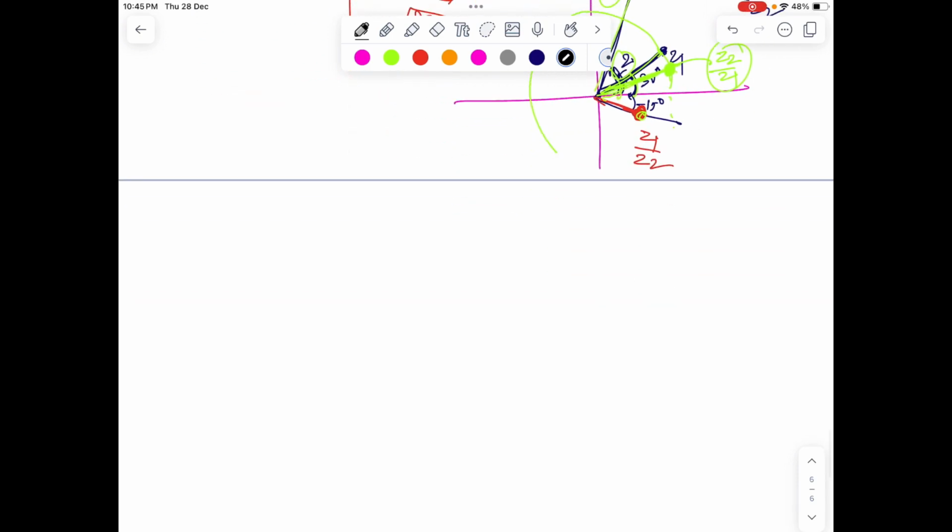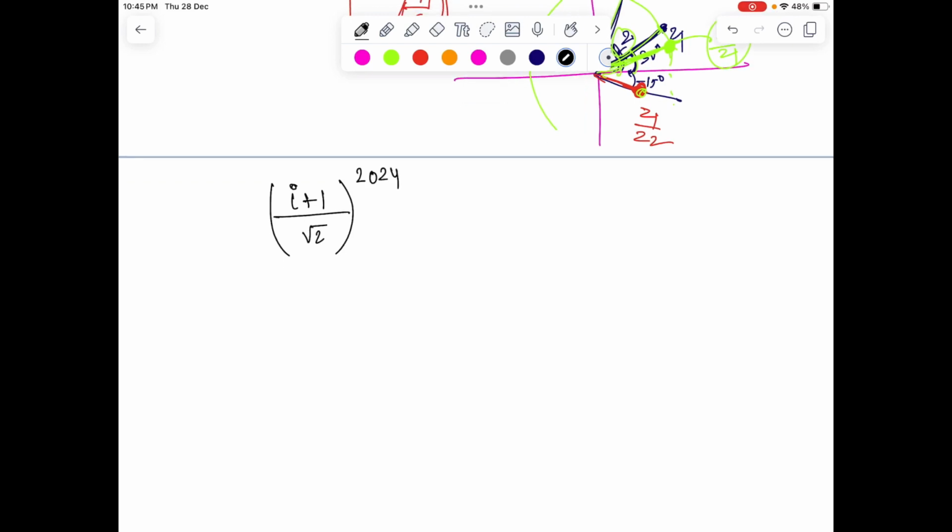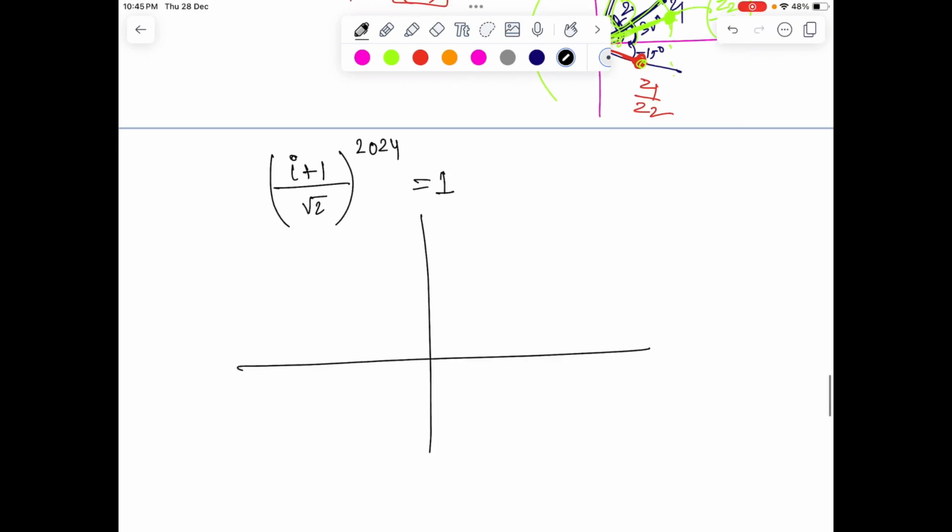Okay, let's take one example now, which will give you a basic feel of the situation. Let's take one of the examples which we did in the beginning. Let's solve the question: (i plus 1) by root 2, to the power 2024. And we have seen its value to be 1. Let's try to understand this pictorially, physically, what's happening.